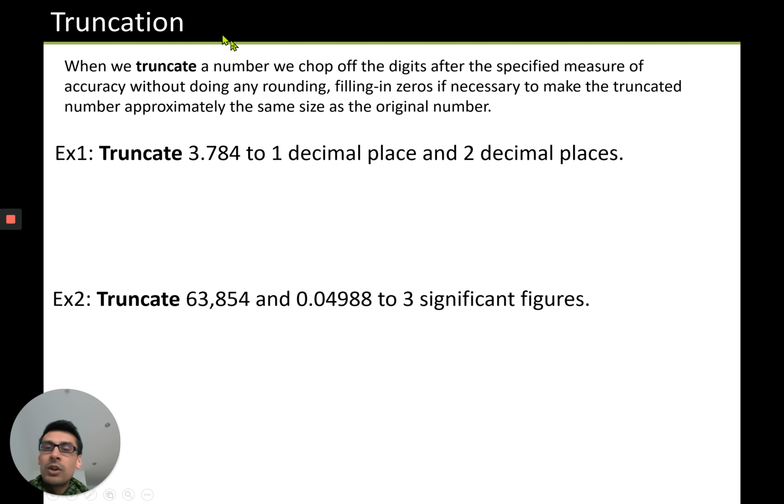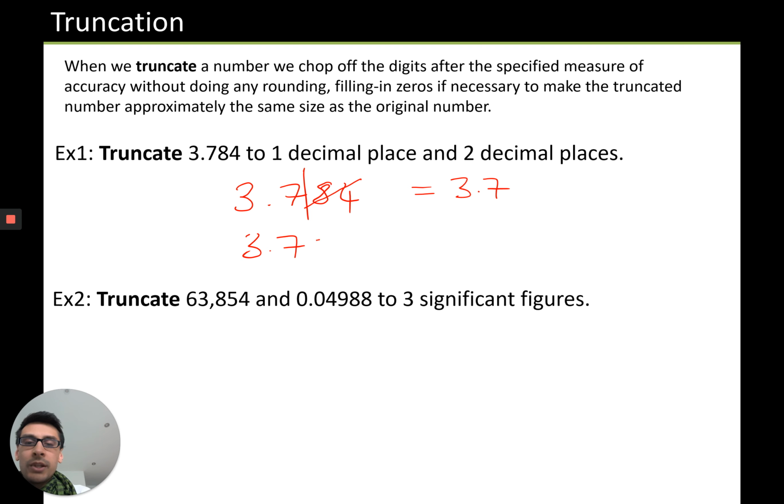So when you are asked to truncate this number to 1 decimal place, the first thing you do is just write the number out, 3.784. You can then say, I'm looking to truncate it to 1 decimal place. So you draw a line after the first decimal place, and then you just chop off anything after that line. So you get 3.7. Now to 2 decimal places, 3.784. In this case, you just draw a line after the 8. You chop off the 4, so you get 3.78.